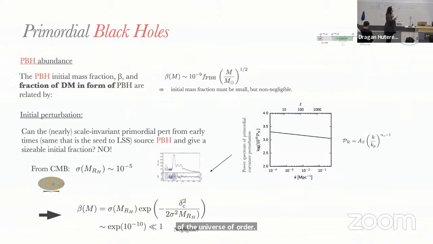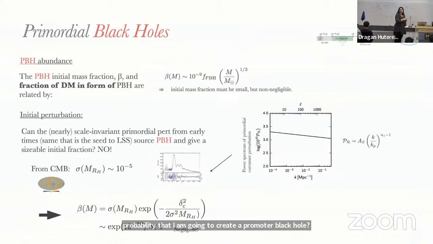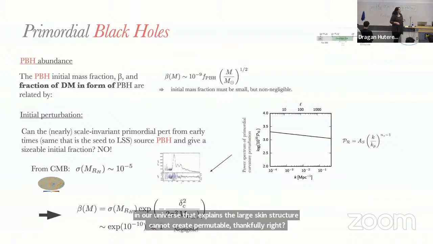So if you take into account those perturbations and you ask the question, what is the probability that I'm going to create a primordial black hole? It's almost nothing. So all the perturbations we create in our universe that explain the large scale structure cannot create primordial black holes. Thankfully, right? Otherwise we wouldn't be here.